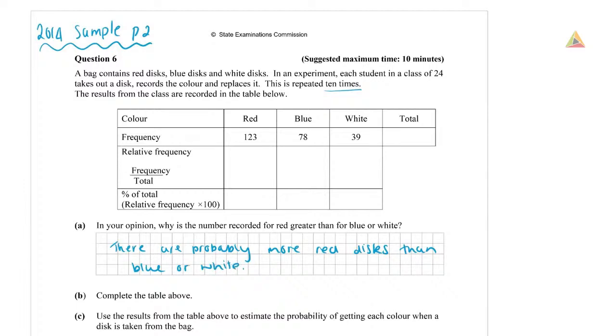So for part B, complete the table above. First of all, the frequency: to get the total, we need to add the 3 frequencies, so 123 plus 78 plus 39. You can put that straight into the calculator and you'll get 240. Relative frequency is the frequency over the total, so it's 123 over 240. We'll put this into a decimal and you get 0.5125.